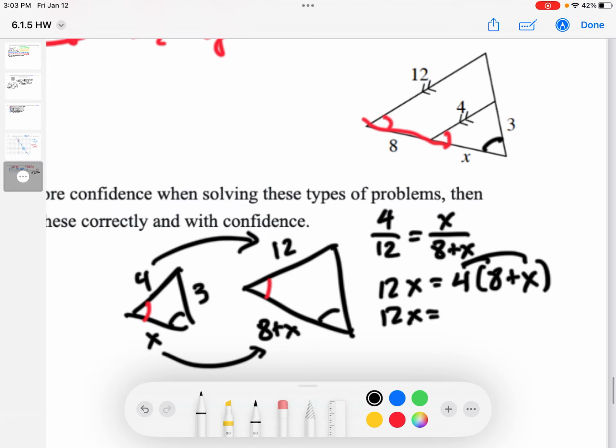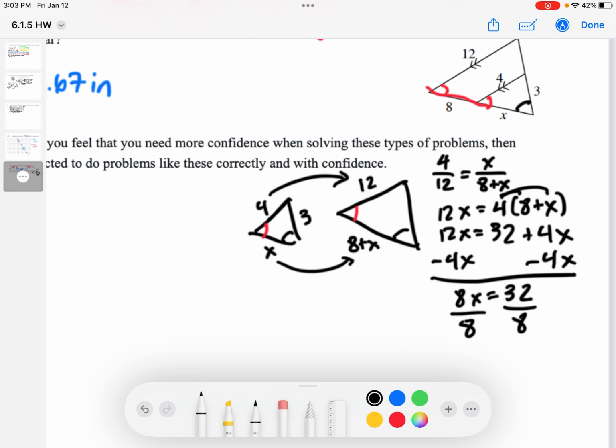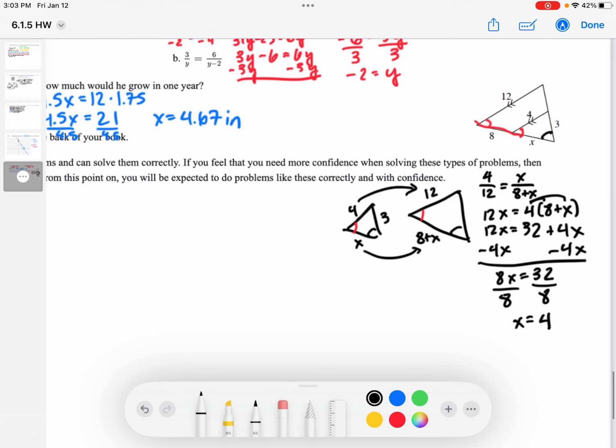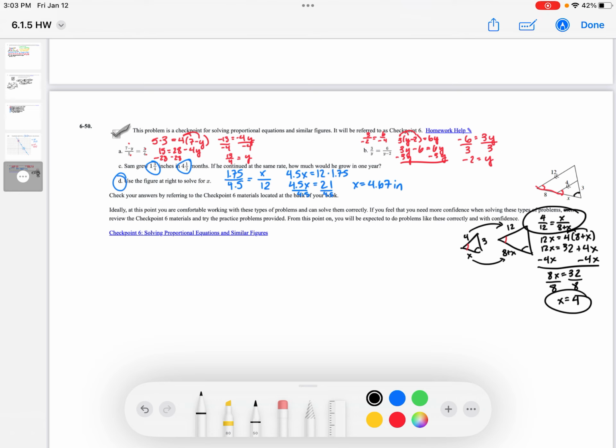12x equals 32 plus 4x. Let's see, I could subtract 4x from both sides. I get 8x equals 32. Divide both sides by 8. 32 divided by 8 is 4. Okay, so that would be my solution. So I had to recognize and prove, really, in my own mind that these two triangles were similar before I could set up my ratio to solve there.